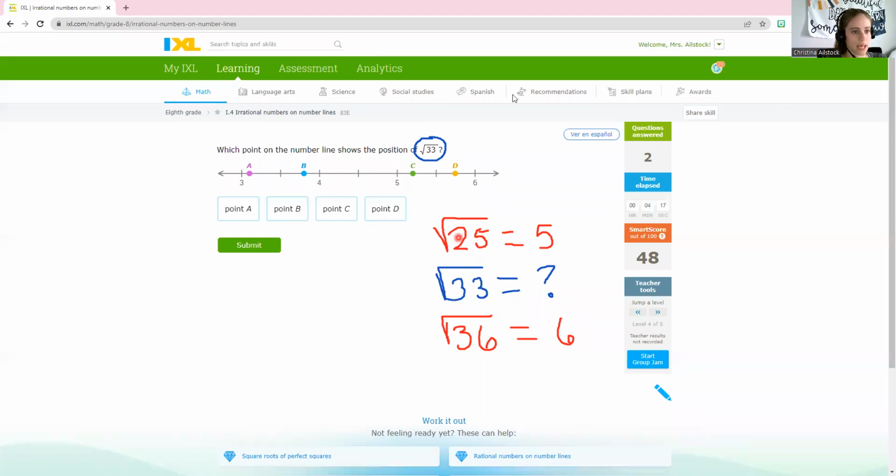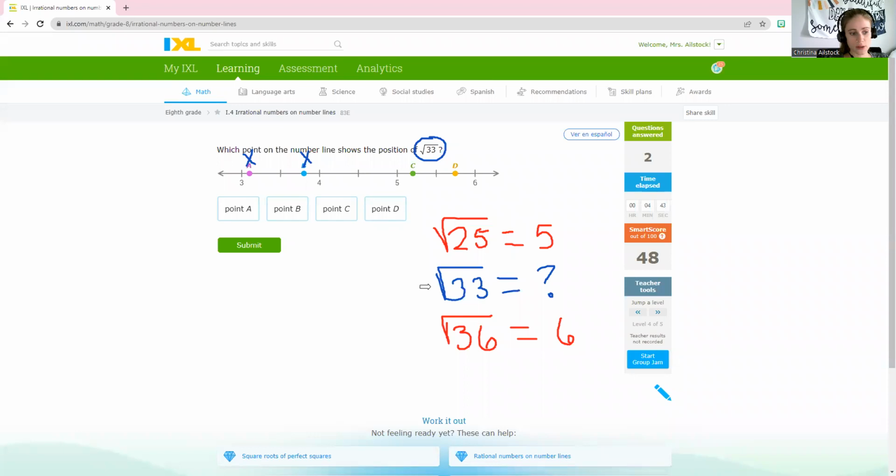So if we look at our answer choices here, I know it can't be A because that's close to 3. It can't be B, that's close to 4. But both C and D are between 5 and 6, so we have two choices. This is where we now look at our square root number.